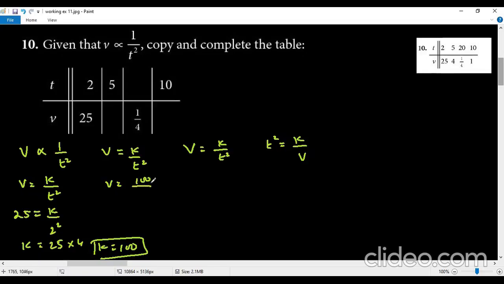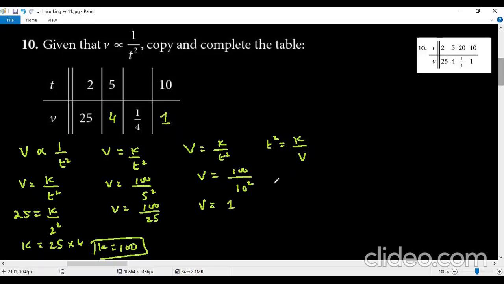Here also the same formula will be used. And this time t is 5, so 5 square. That means v equals 100 divided by 25. So v is going to be equal to 4. Now the next one, the value of t is 10. That means 10 square, so v is equal to 1. So you write a 1 here.